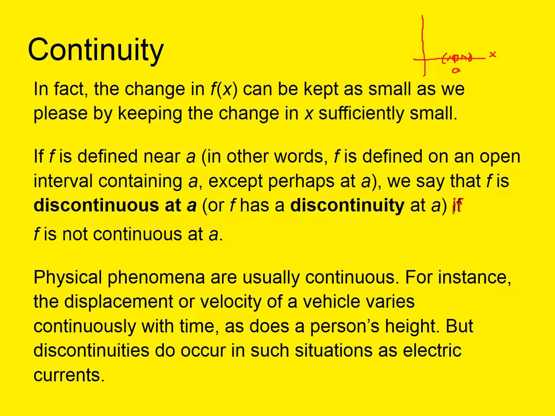Physical phenomena are usually continuous. For example, the displacement or velocity of a vehicle varies continuously with time, as does a person's height. So velocity is a continuous function. Height is a continuous function of time. Discontinuities do occur in such situations as electric currents.